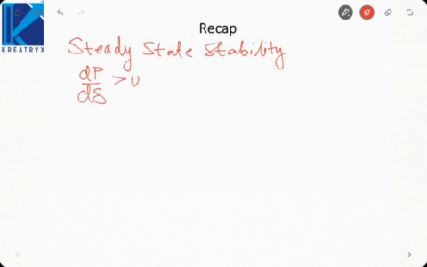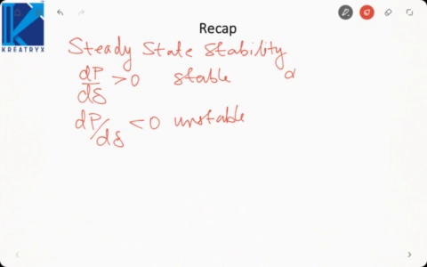must be greater than 0 for the system to be stable, and if dP/dδ is less than 0, the system will be unstable, and if dP/dδ is equal to 0, the system is marginally stable. Okay, and then we determined the frequency of oscillation.